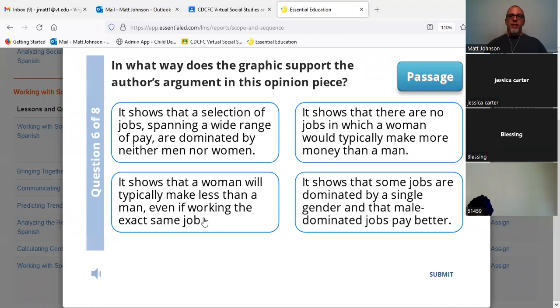In what way does the graphic support the author's argument in this piece? It shows that some jobs are dominated by a single gender and male jobs pay better.